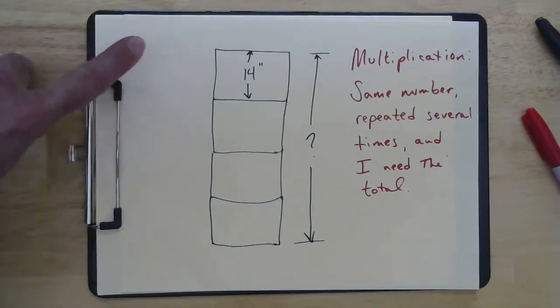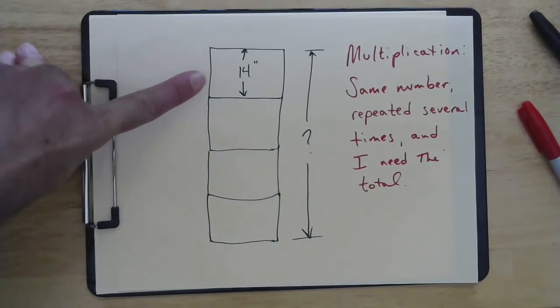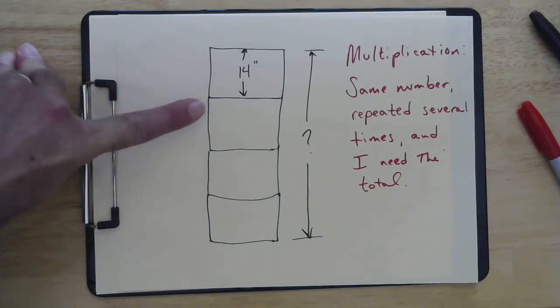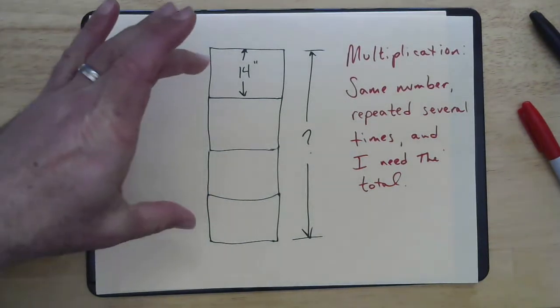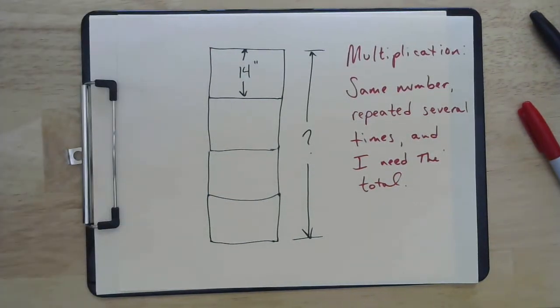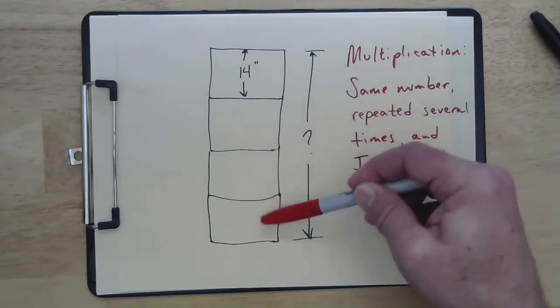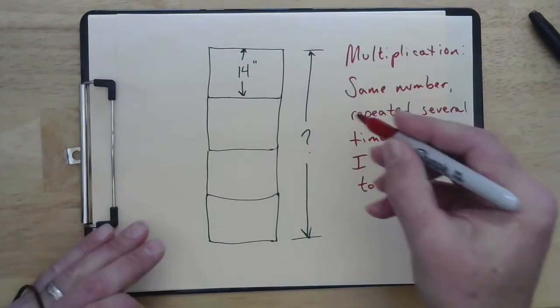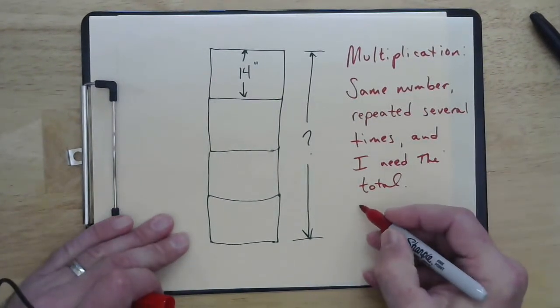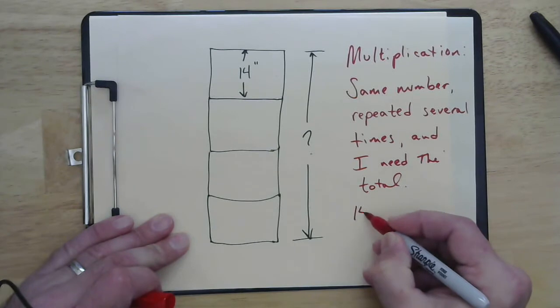So here's a problem similar to one I was doing recently. I've got a 14-inch wide storage container and I want to put 4 of them across the body of a van, and I want to know how much space I would need to do that. So I know how many I'm going to do, and I know their width, and so what I'm going to do is do 14 times 4.